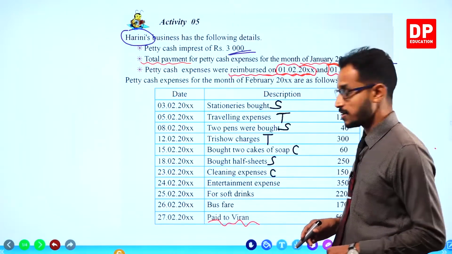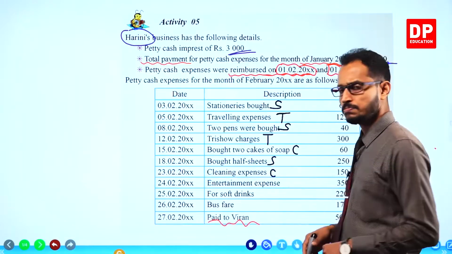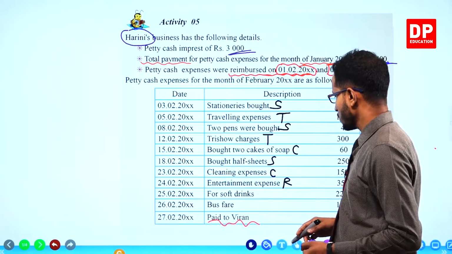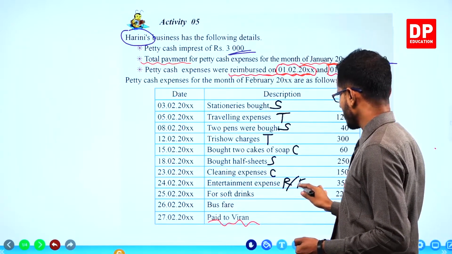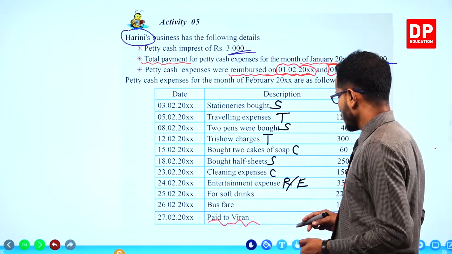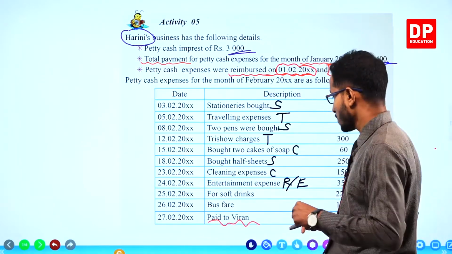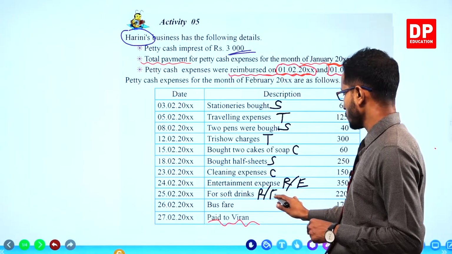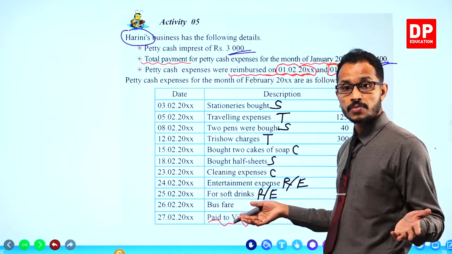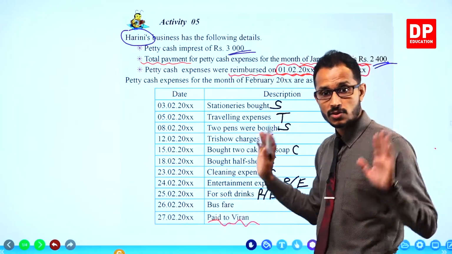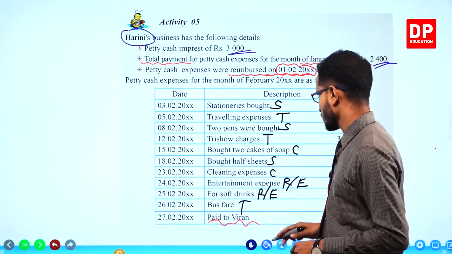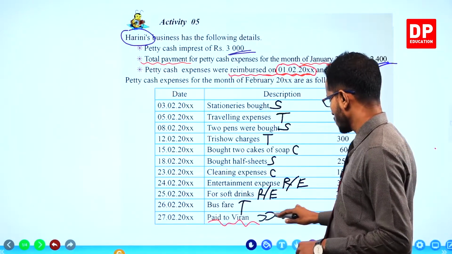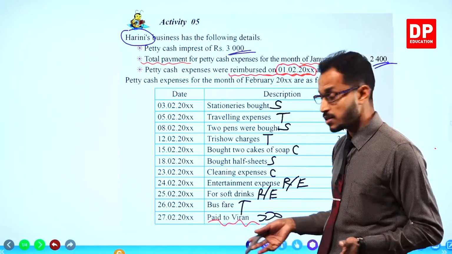Cleaning, again cleaning. Entertainment, we'll name this column refreshment column. Okay, O for entertainment. So we have 1 entertainment item. Soft drinks, again refreshments or entertainment. Bus fare. Is it a cleaning expense? No, it's a traveling expense. So T. And paid to Iran, it is a separate item needing a separate count.